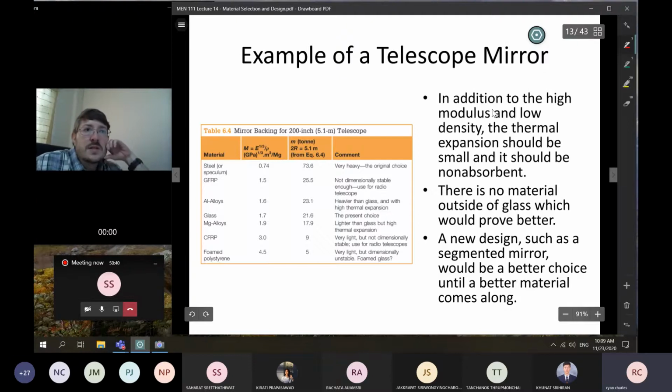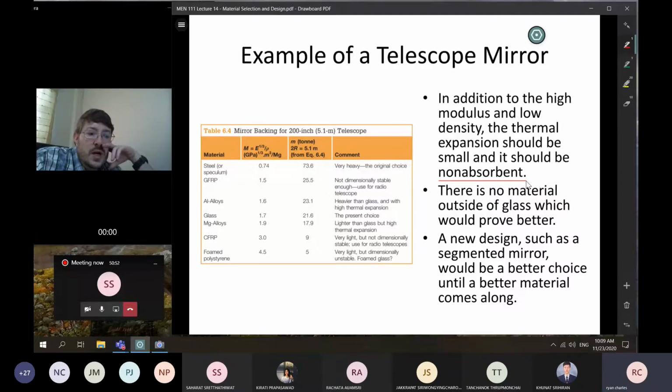So in addition to the high modulus and low density, the thermal expansion should be small and it should be non-absorbent, right? It shouldn't soak up water. Telescopes are open to the air sometimes, right? You open a door and you look into the sky. Well, what if it rains, right? And it gets wet. You don't want it to soak up water. That would be terrible. It might even start to mold.